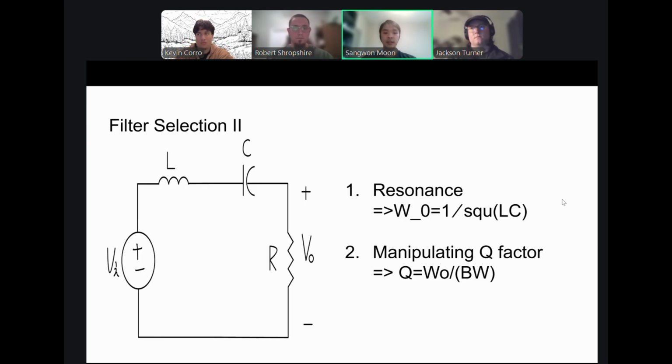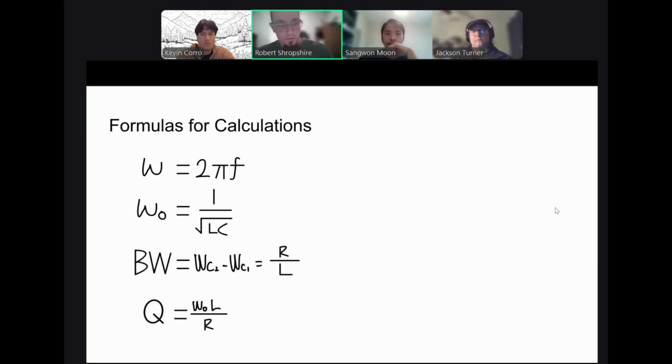It has a clear resonance frequency of 1 over square root LC, and the Q factor can be controlled by using the omega naught over bandwidth equation. This allows us to design a sharper and more tunable peak. These were some of the formulas we used for our calculations.